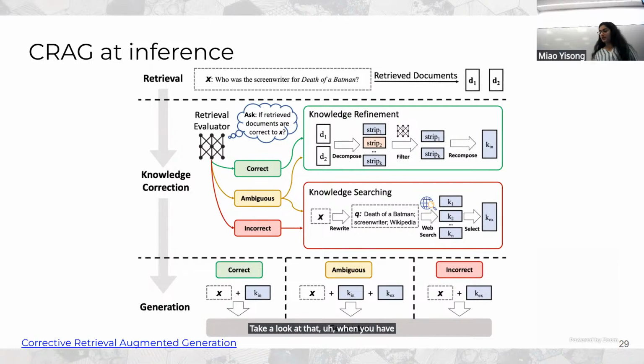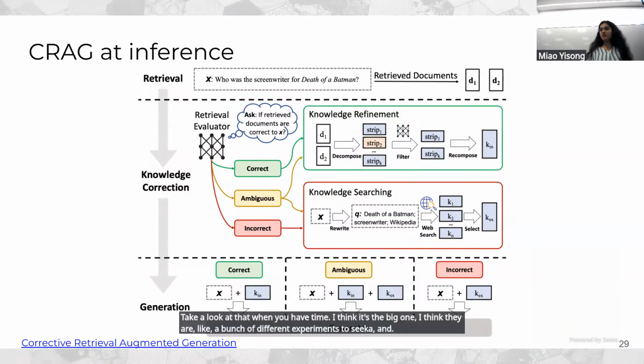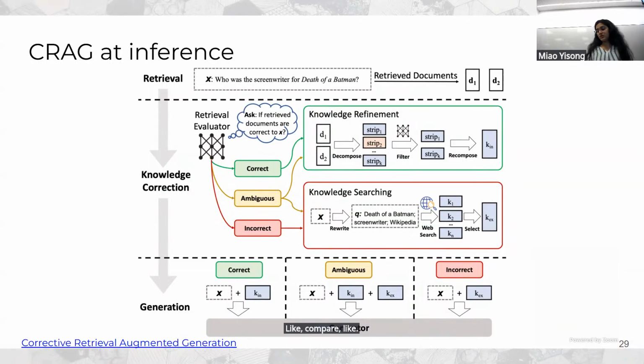I think in the paper they run a bunch of different experiments to compare which evaluator does better.